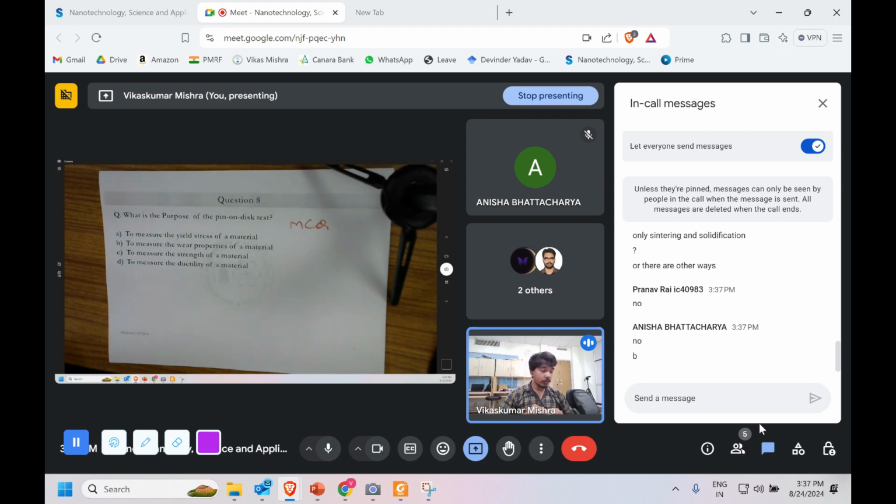So what is the purpose of the pin on disk test? Okay, the answer is B. Quite fast. Answer is B.